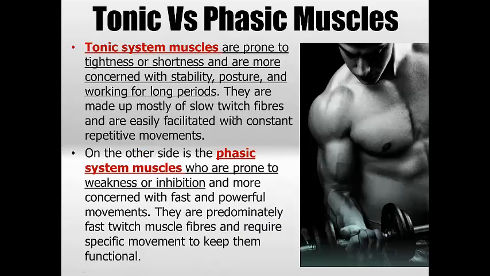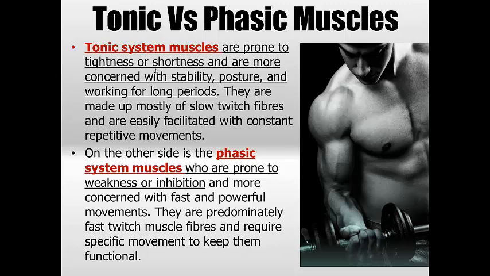All right, so as we've just gone over, tonic muscles are prone to shortness. They're more concerned with stabilizing and posture, working for long periods of time, usually made up primarily of slow twitch fibers, and they're easily facilitated with repetitive movements. That's why they always end up with trigger points and pain.